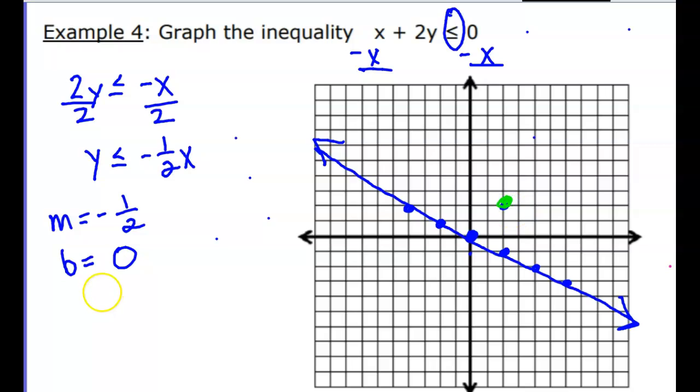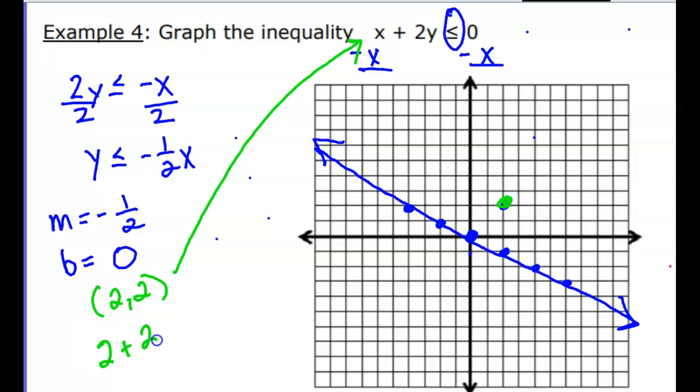When I check 2, 2, I plug it right back in. It doesn't matter if I plug it into the original inequality or into slope-intercept form. Sometimes it's easier just to go back to the original. Your x is 2 plus 2 times 2, because your y is 2. Is that less than or equal to 0? 2 plus 4 is less than or equal to 0. 6 is less than or equal to 0. Well, 6 is not less than 0.